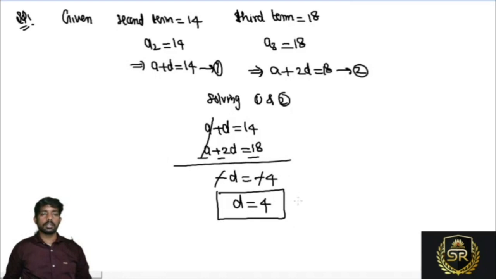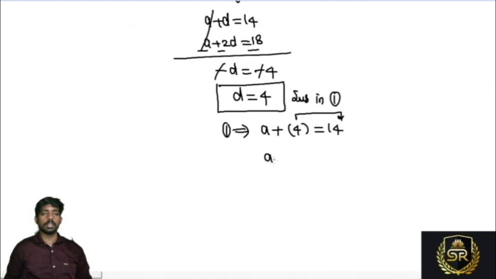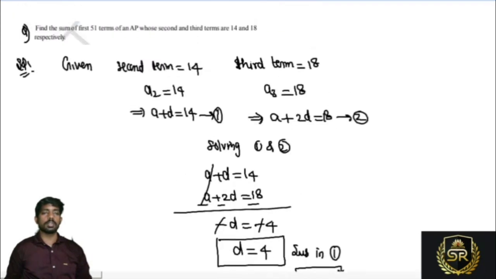Substitute in any one of the equations. So I'm substituting in equation 1, in the place of D we have 4, A plus 4 is equal to 14. Bring this 4 to the right hand side, and what you will get? A is equal to 14 minus 4. A is equal to 10. Therefore A is equal to 10, D is equal to 4.